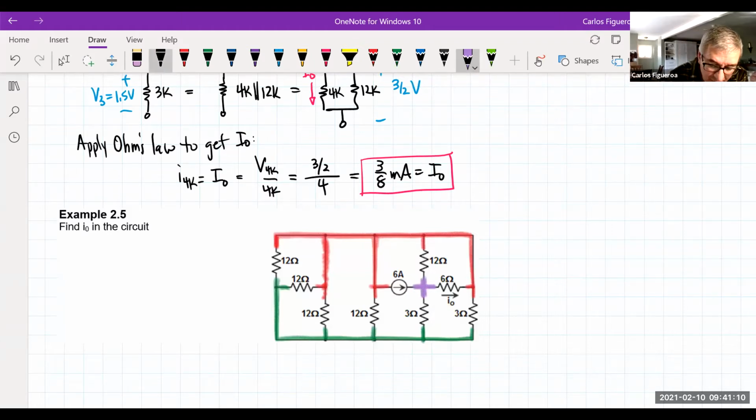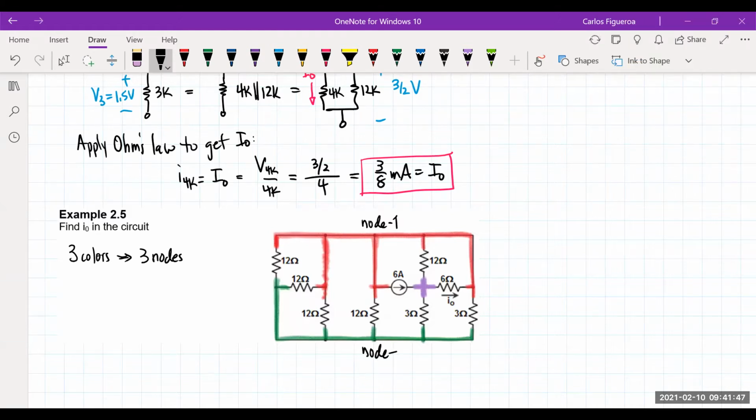So what you're seeing here is that I have 3 colors, which implies 3 nodes. So the fact that I have so many resistors with only 3 nodes tells you immediately that a lot of stuff is in series and parallel. In this case, it has to be parallel. So to be a little bit more systematic here, I'm going to define this as node 1. Instead of calling it red, I'm going to call this node 2.